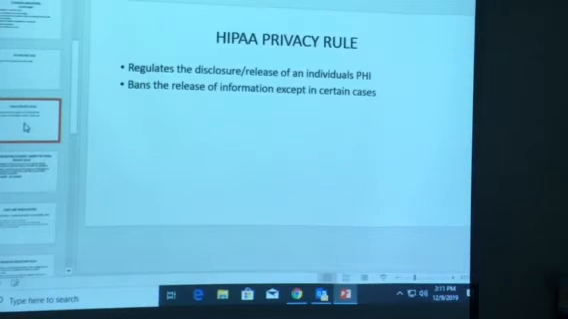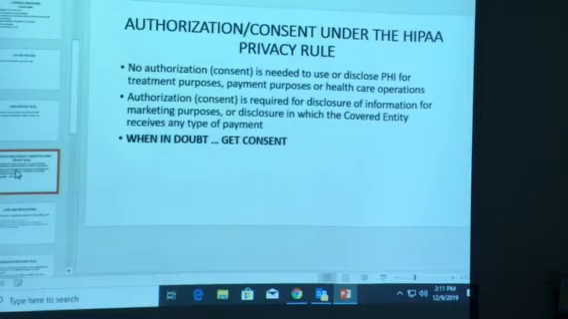The HIPAA privacy rule regulates the disclosure or release of an individual's PHI and bans the release of information except in certain cases. Authorization, consent under the HIPAA privacy rule. No authorization or consent is needed to use or disclose PHI for treatment purposes, payment purposes, or healthcare operations. Authorization or consent is required for disclosure of information for marketing purposes or disclosure in which the covered entity receives any type of payment. When in doubt, get consent.